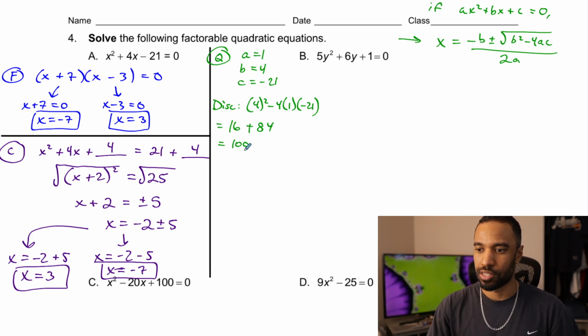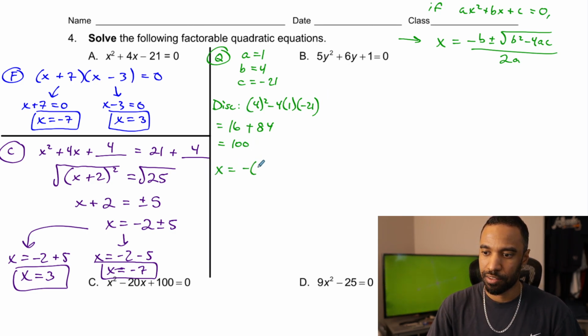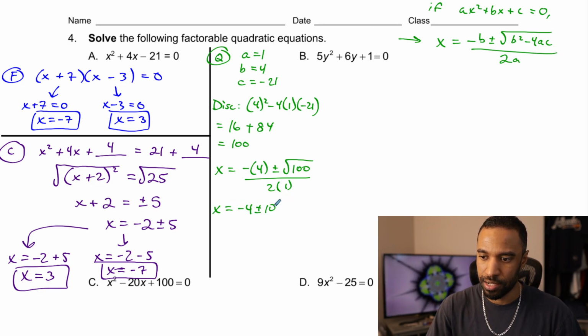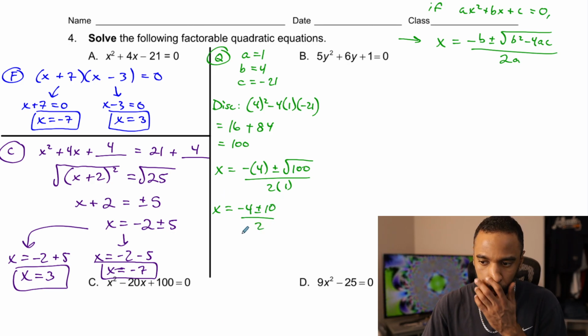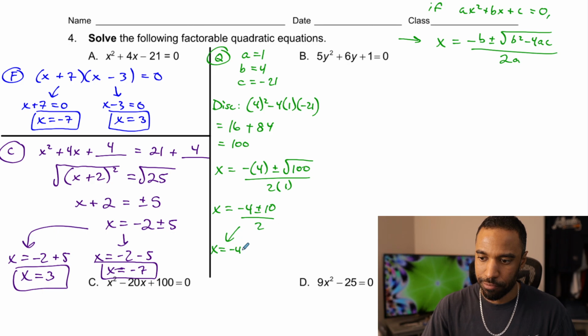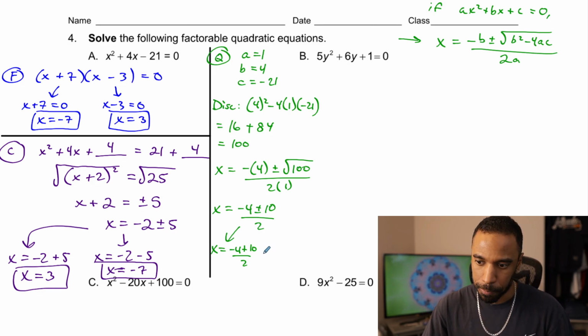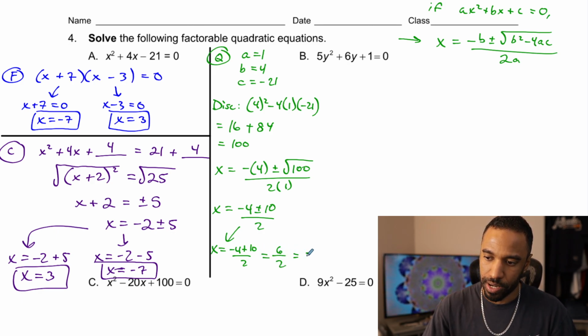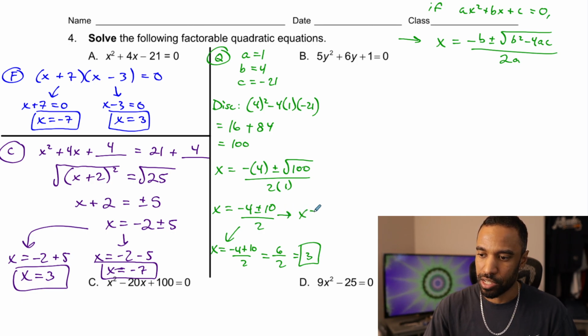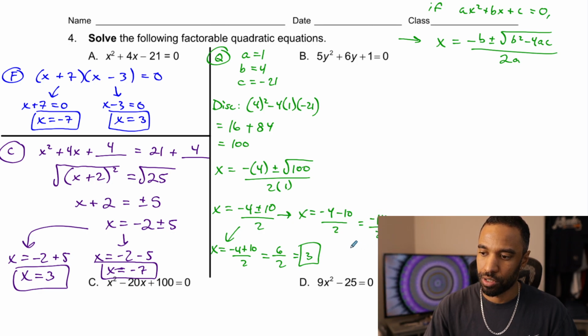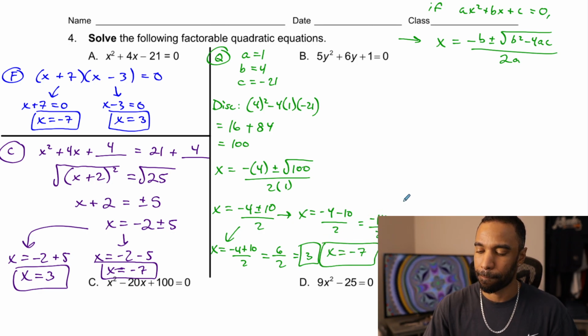So here we go. On this guy right here, x equals negative b plus or minus the square root of b squared minus 4ac all over 2a. That's x equals negative 4 plus or minus the square root of 100, which is 10, all over 2. So x either equals negative 4 plus 10 over 2, or x equals negative 4 minus 10 over 2. Negative 4 plus 10 is 6, and 6 over 2 is 3. Negative 4 minus 10 over 2 is negative 14 over 2, which is negative 7.